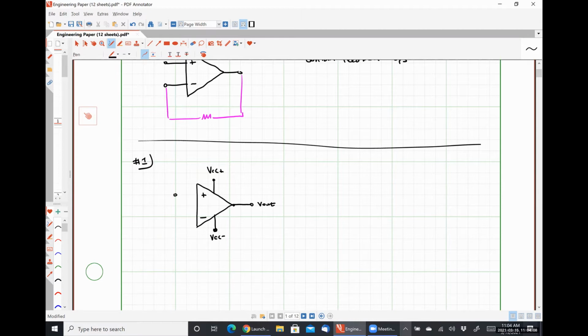I'm going to apply my input voltage Vin to the non-inverting input terminal, and I'm going to apply a constant reference voltage, which I'm going to label Vref, to my inverting input terminal. This circuit is what is called a comparator, or specifically a non-inverting comparator.